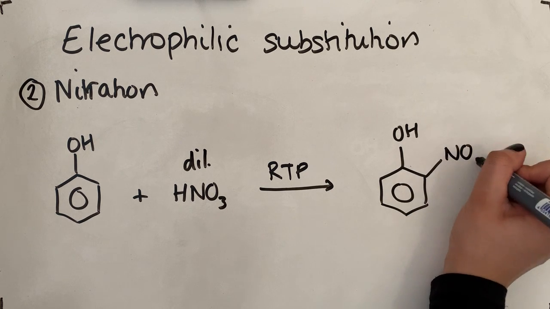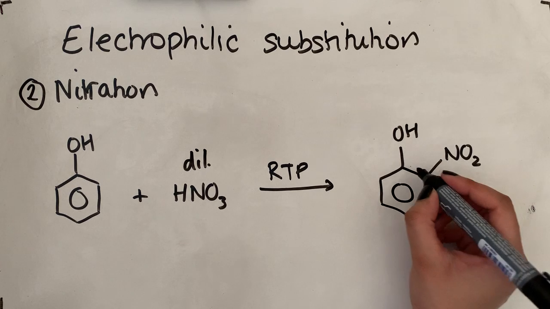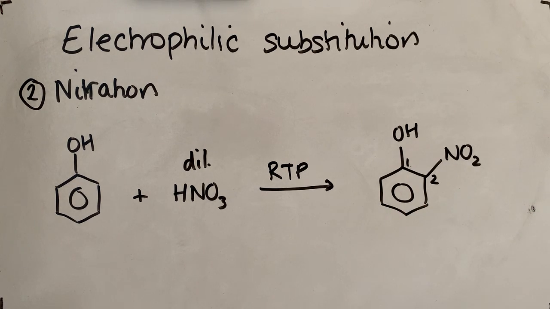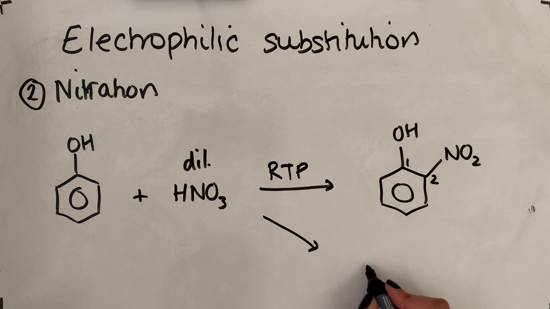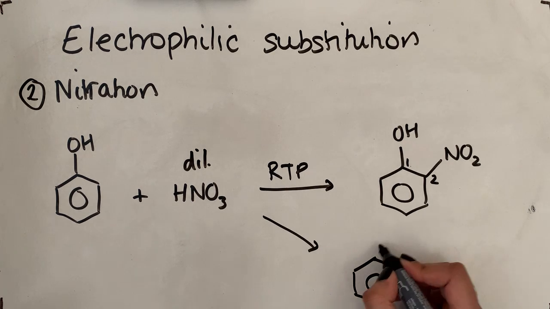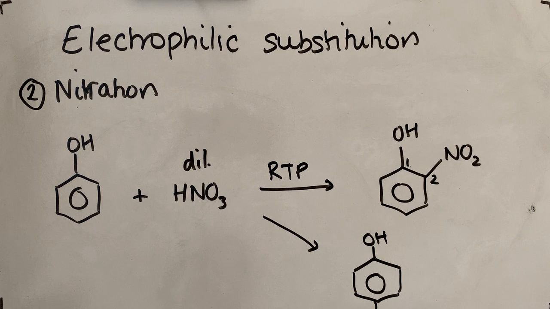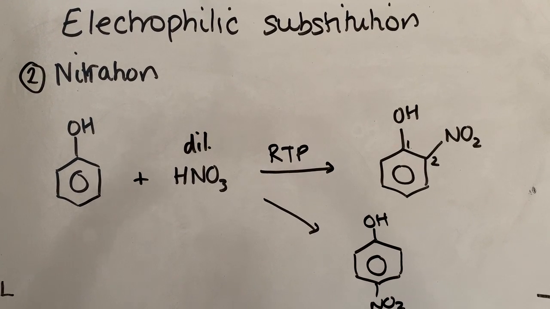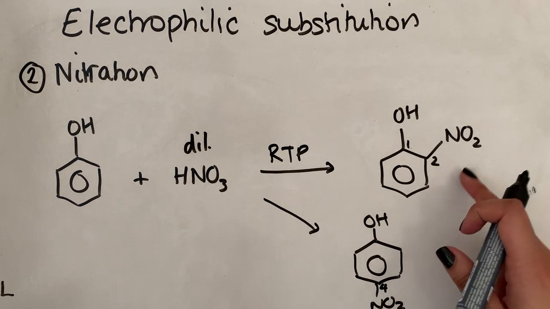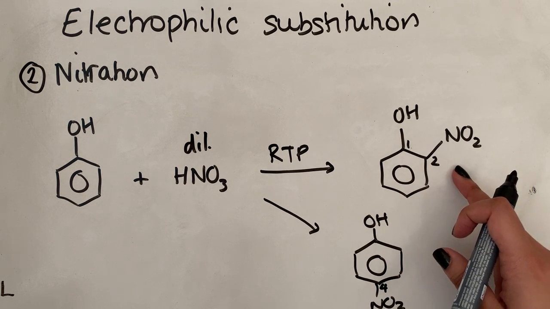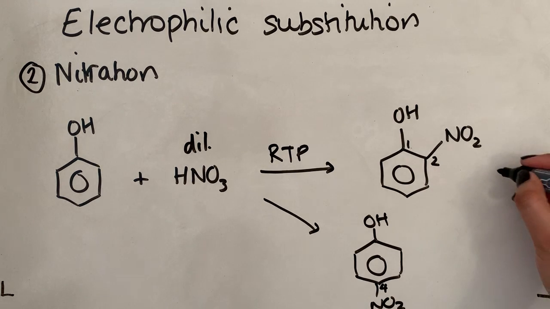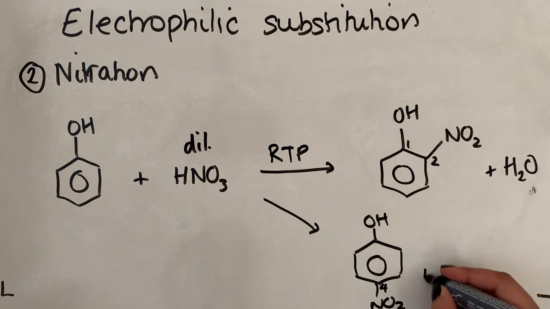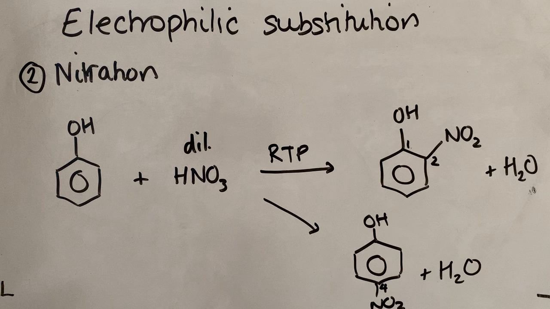Now, the substitution will usually occur in position number 2, so it's usually going to be on the second carbon, or it can also be on the 4th carbon. We've got no way of controlling which carbon it reacts with. Okay, so it can react with carbon number 2 or carbon number 4. So you usually get a mixture of these two products. You usually get a mixture of 2-nitrophenol and 4-nitrophenol, and just also don't forget you also produce a water molecule in each of those as well.